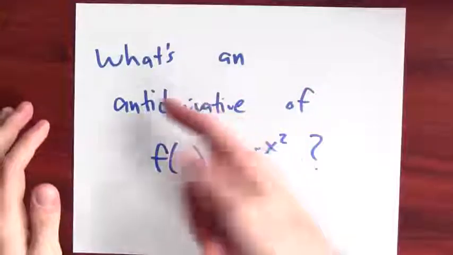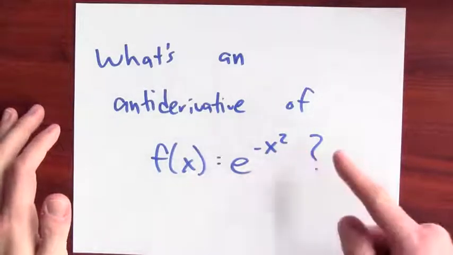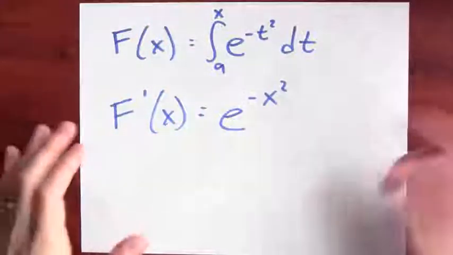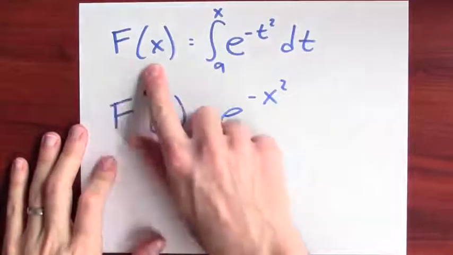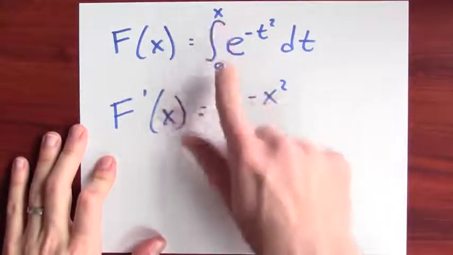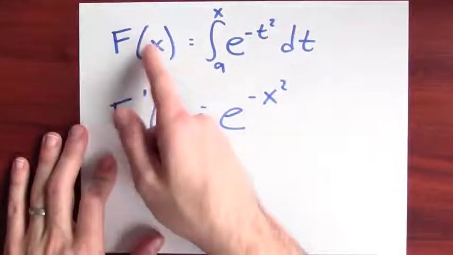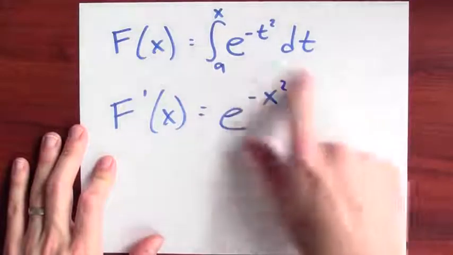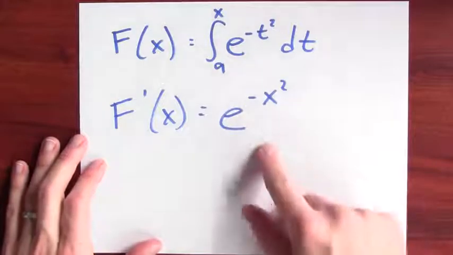For instance, you might be wondering, what's an antiderivative of this function little f of x equals e to the negative x squared? Well, if a function's continuous, then we can find an antiderivative. The antiderivative is the accumulation function. So an antiderivative of e to the negative x squared is the accumulation function. I can define a function big F of x to be the integral from a to x, for some number a, of e to the negative t squared dt, and if I differentiate this accumulation function, I get back e to the negative x squared. So I found an antiderivative for this function.